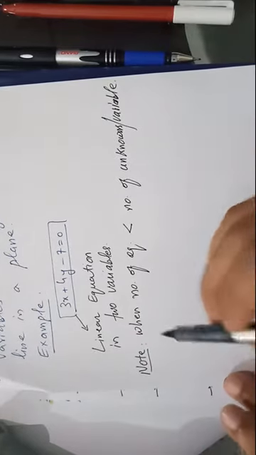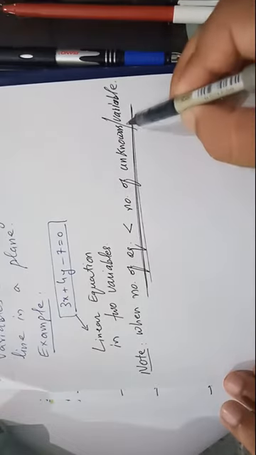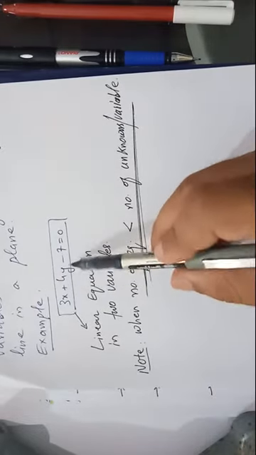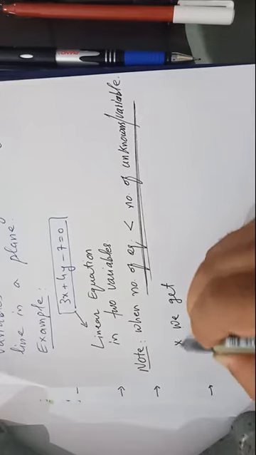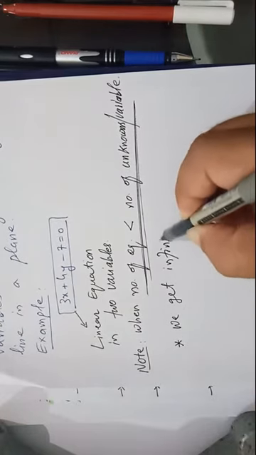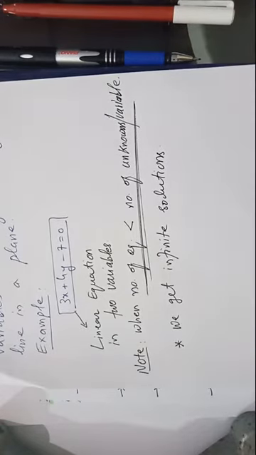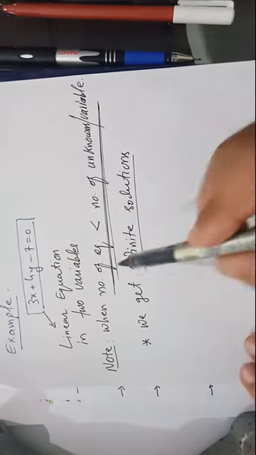in this case, when the number of equations is less than the number of unknowns, you clearly see that the number of equations is 1 and the number of unknowns is 2. So in this case, we get infinite solutions. Infinite solutions means we get an infinite number of values for x and for y which will satisfy this equation. So how can we find these infinite solutions?